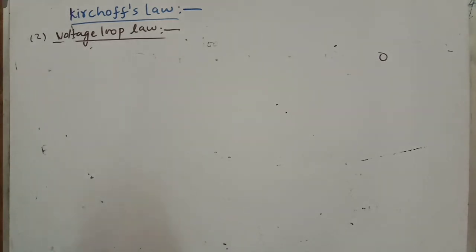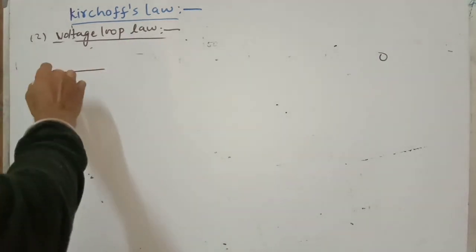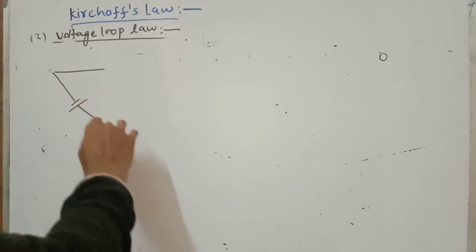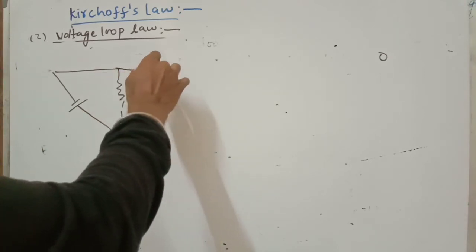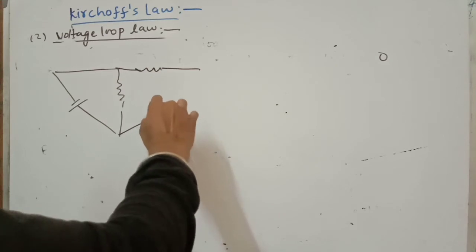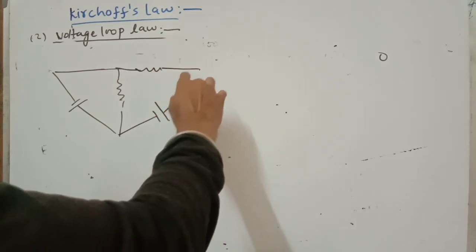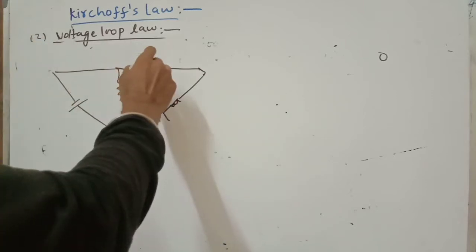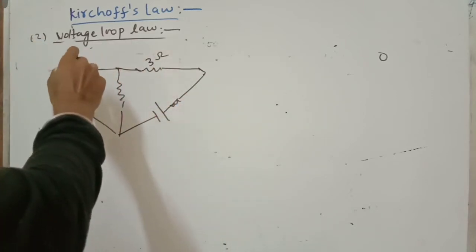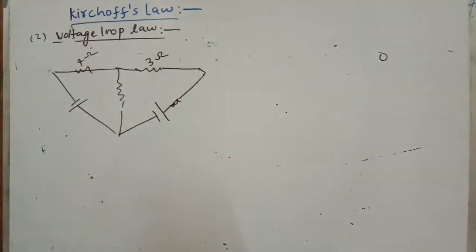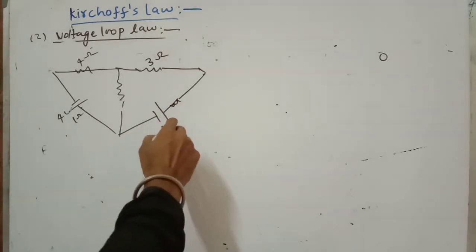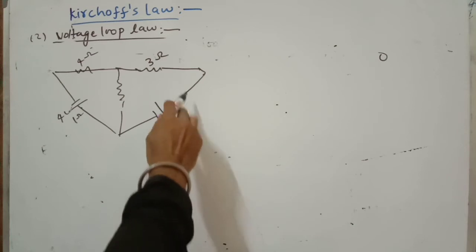So let me start with a simple circuit. Let me consider this is the 3 ohm, and here we consider 4 ohm. Let here consider something 4 volt, also internal resistance we consider 1 ohm. And here we consider 3.5 volt, internal resistance let consider 2 ohm.